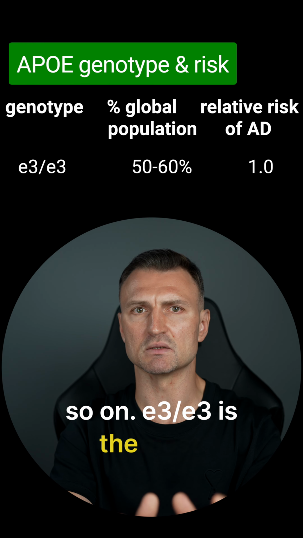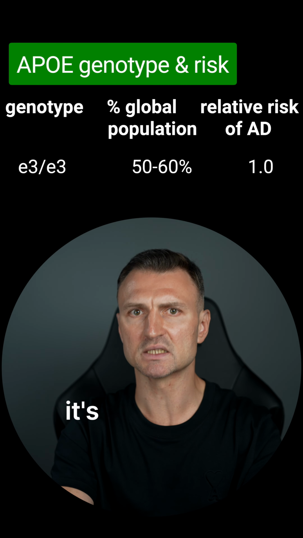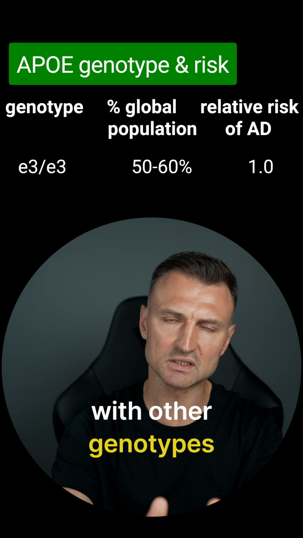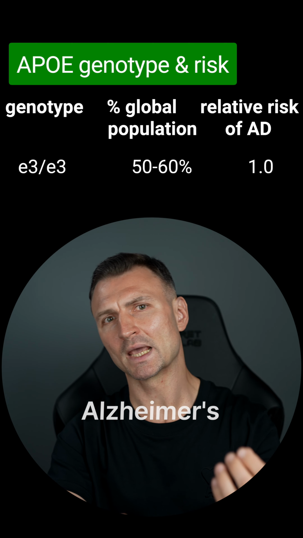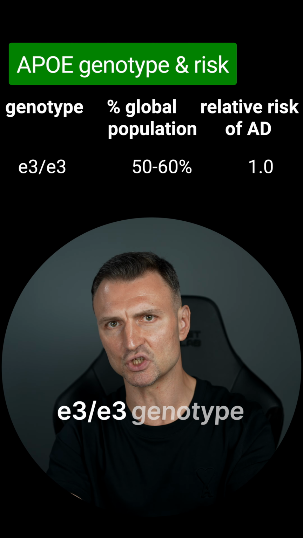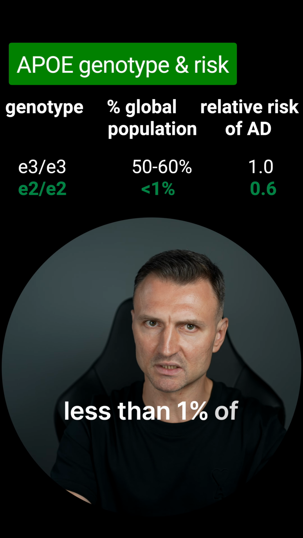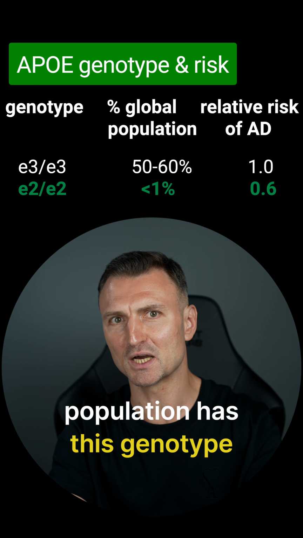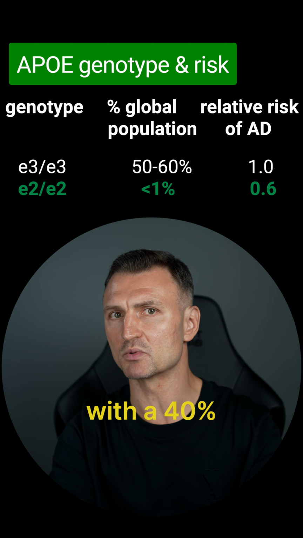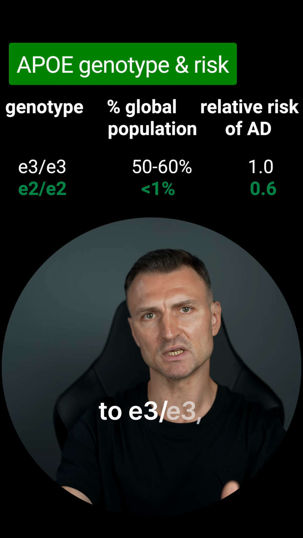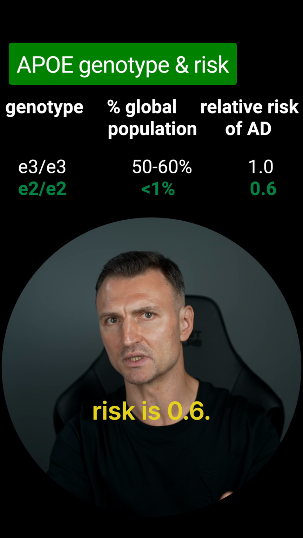E3/E3 is the most common genotype, and it's considered baseline against which the relative risks of Alzheimer's disease linked with other genotypes are compared. So Alzheimer's risk with E3/E3 genotype is 1.0. E2/E2 is the rarest genotype on Earth. Less than 1% of the world's population has this genotype, and it is associated with a 40% risk reduction. So if we compare E2/E2 to E3/E3, the relative risk is 0.6.